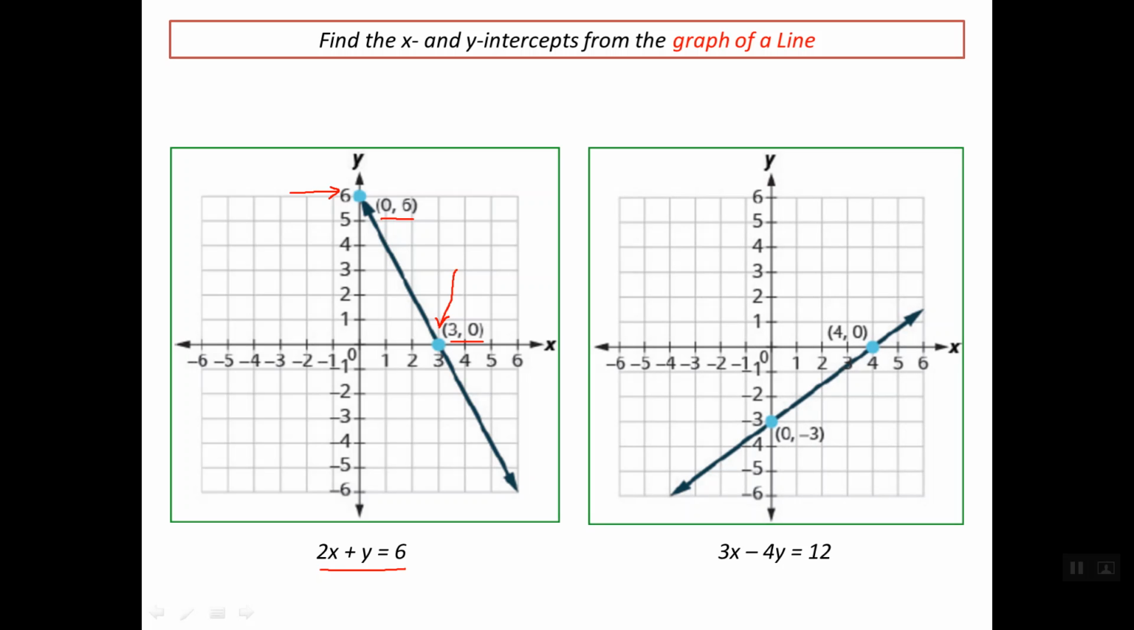Another example, if we have this graph for the equation 3x minus 4y equal to 12, simply this is the x-intercept with coordinates of 4 and 0, and this is the y-intercept with coordinates of 0 and minus 3.